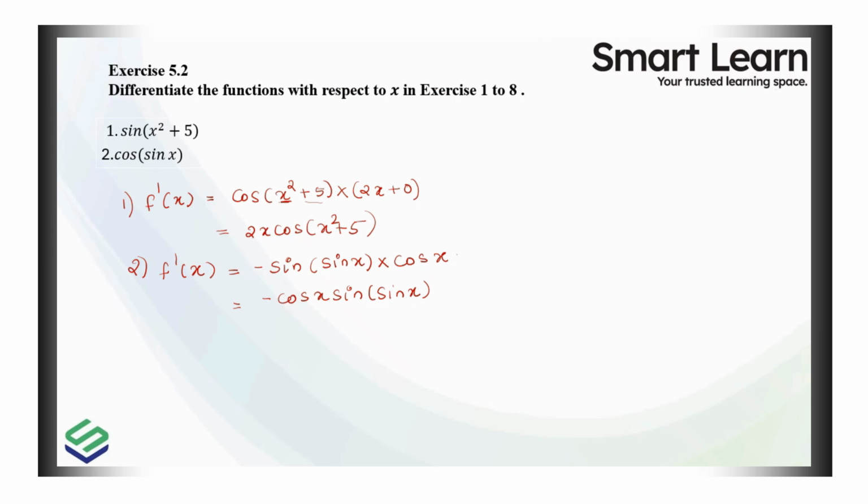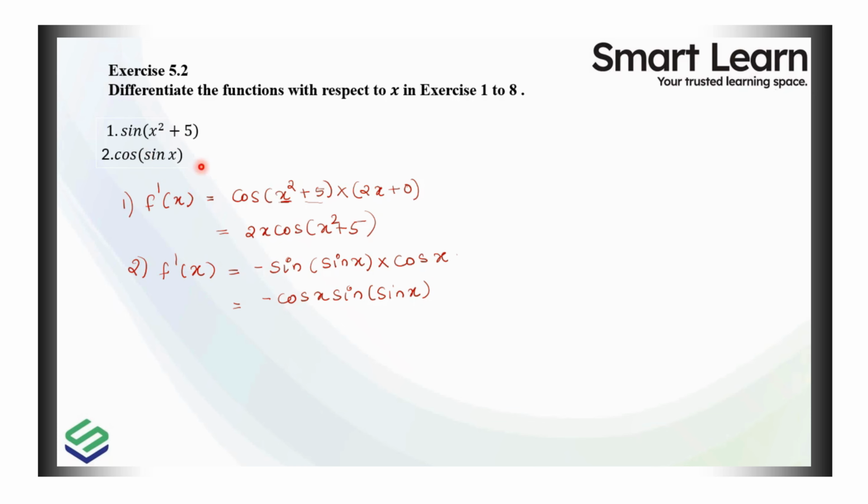Now the second exercise is the normal differentiation. It is a recap of last year. Sine of x square plus 5: how will you do it? The derivative is here, and the chain rule is there. Sine is cos, so I will write cos of the argument, that is x square plus 5. Then take the derivative of x square plus 5: x square gives 2x, and 5 gives 0. So the answer is 2x into cos of x square plus 5.